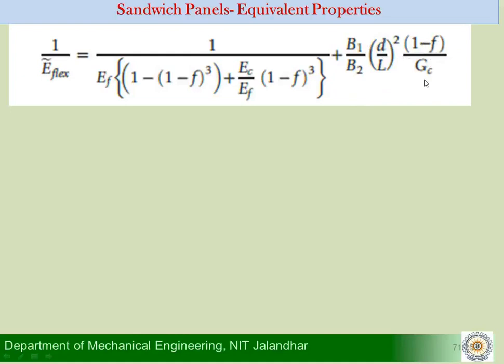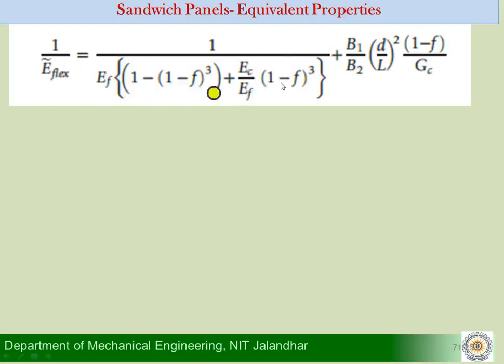And this is a very useful expression. This expression helps me to predict the E value, the equivalent flexural modulus value. Keep it in mind, it is different from the flexural rigidity. It's not an E bar I bar term. It is only E bar. That is, what will be the equivalent flexural modulus of the sandwich structure, and how it will be different from the E value of the face, that is EF, and the E value of the core, EC.